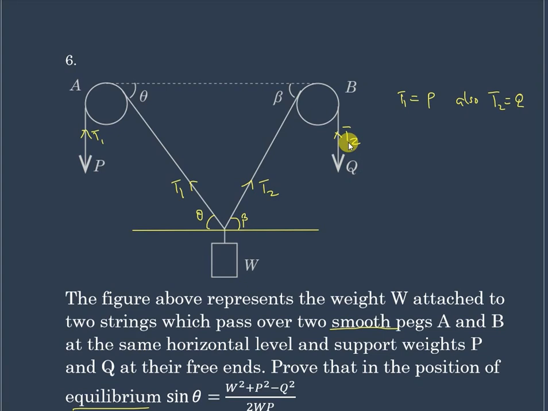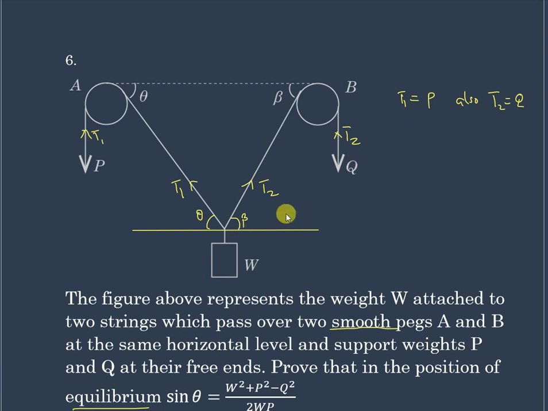And even if there is motion, a constant motion, because it is dynamic equilibrium, we should still have that T1 will be equal to P, because for that body to move with a constant speed, the forces acting on the system must be counterbalancing. So either way, whether dynamic or static, those two forces are the same.